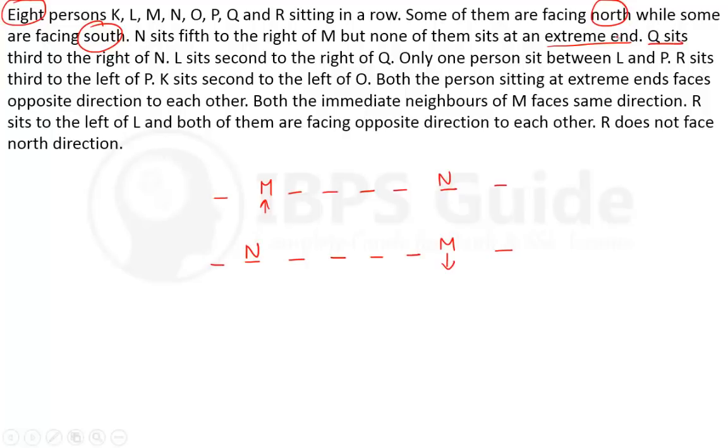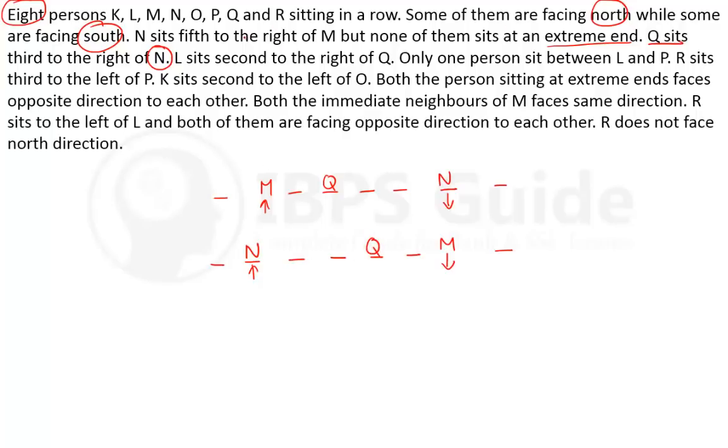Now read further. Q sits third to the right of N. So N is here. If you want to place Q at the third right of N, then N must be facing the north-south direction. Then only Q can be placed at the third position. 1, 2, 3, third right, that is this position. But in this case, N should face north, so that Q should be at this position. 1, 2, 3, Q must be at this position.